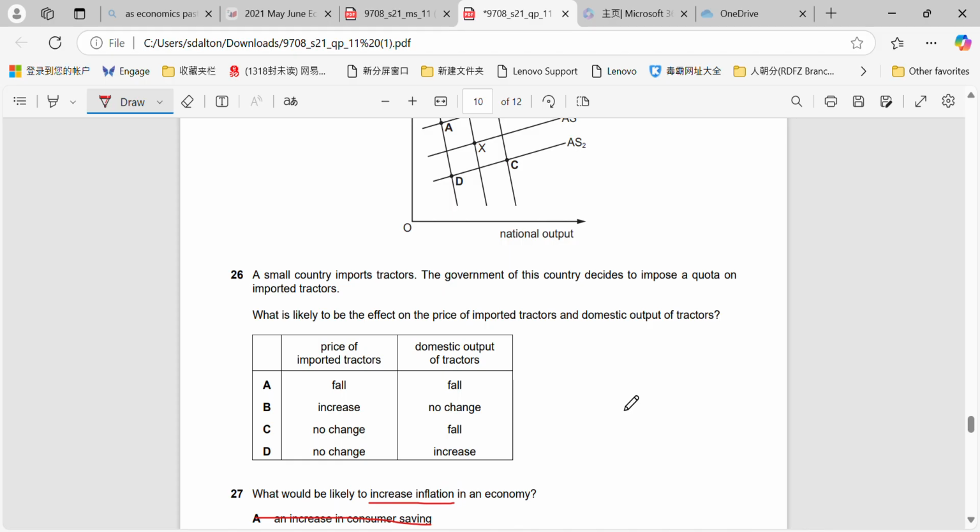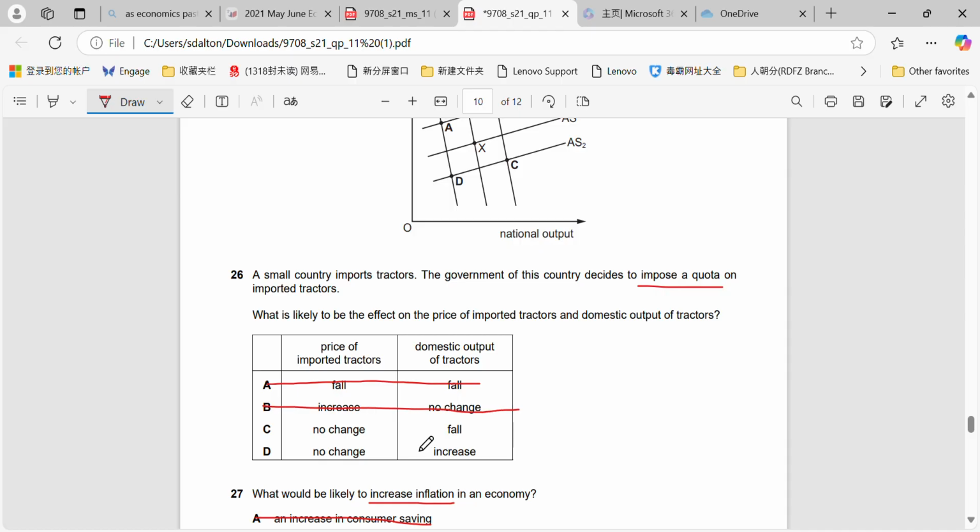Okay, question 26. Small country imports tractors. Government of this country decides to impose a quota on imported tractors. So first of all, the price of imported tractors here therefore would have no change. Remember that a quota is a limit. It's not a tax that's placed on the imports.